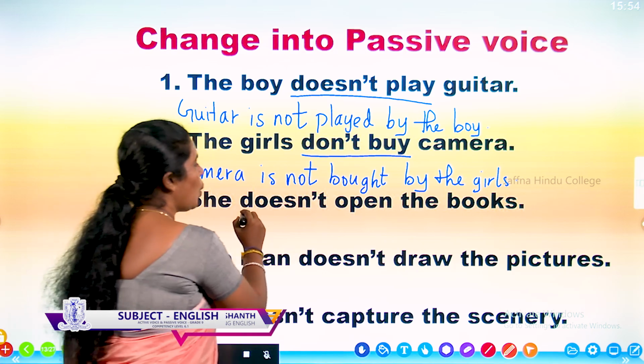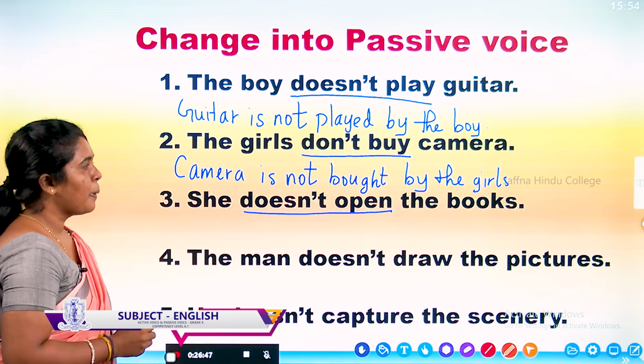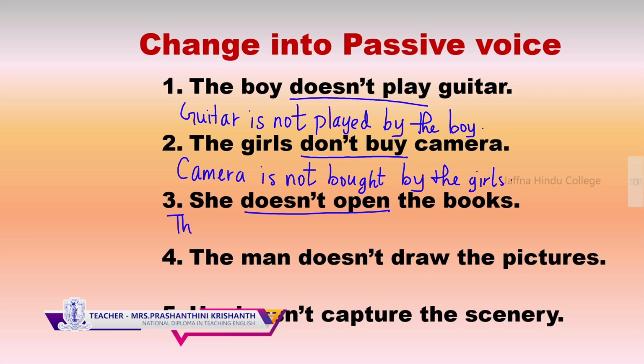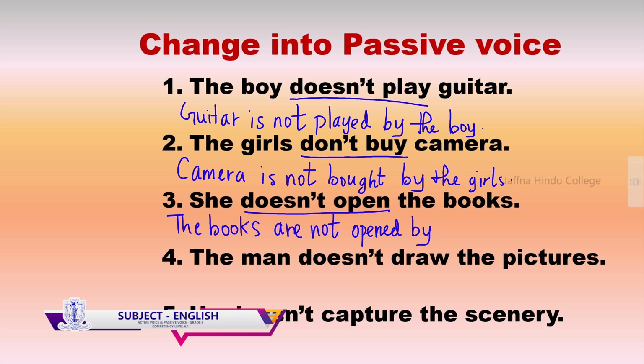Number 3. She doesn't open the books. The object is the books. So we are taking here the books. Is this singular or plural? Plural. So we have to use are not. Negative. That's why we are using here not. The books are not. The past participle form of the verb. Opened. By. Who is the doer? She means that side her. By her.